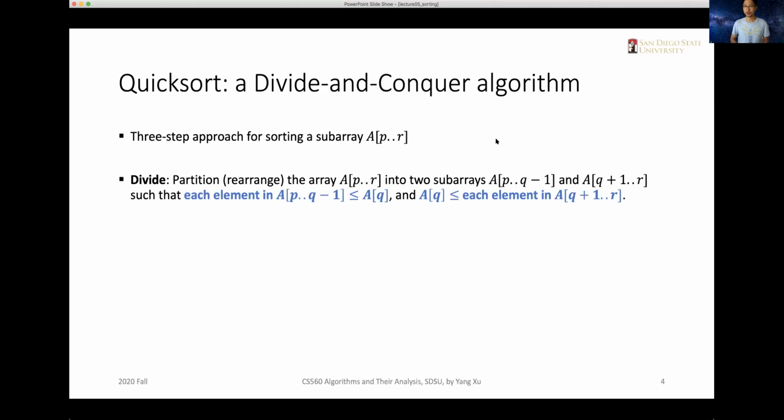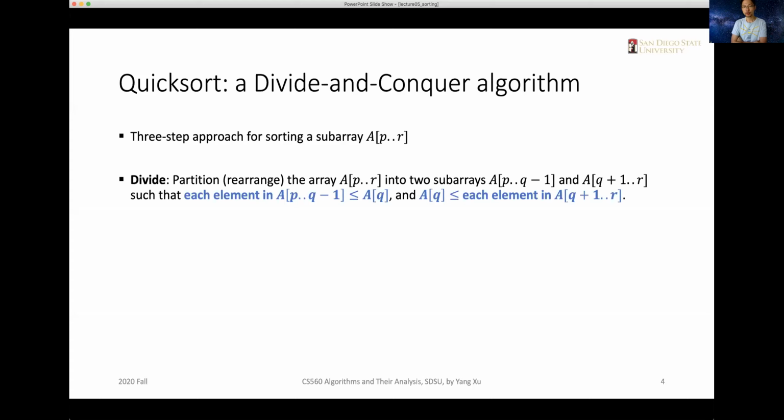Okay, and this partition needs to satisfy that all the elements to the left of index q, which is from p to q minus 1, should all be smaller than the element A[q]. And all the elements to the right of q, from q plus 1 to r, should be greater than A[q]. Okay? So it is not just a simple dividing like what we did for merge sort. It is basically some rearrangement. We need to place all the elements around so that the left is the smaller half or lower half, and the right part is a higher half with higher values.